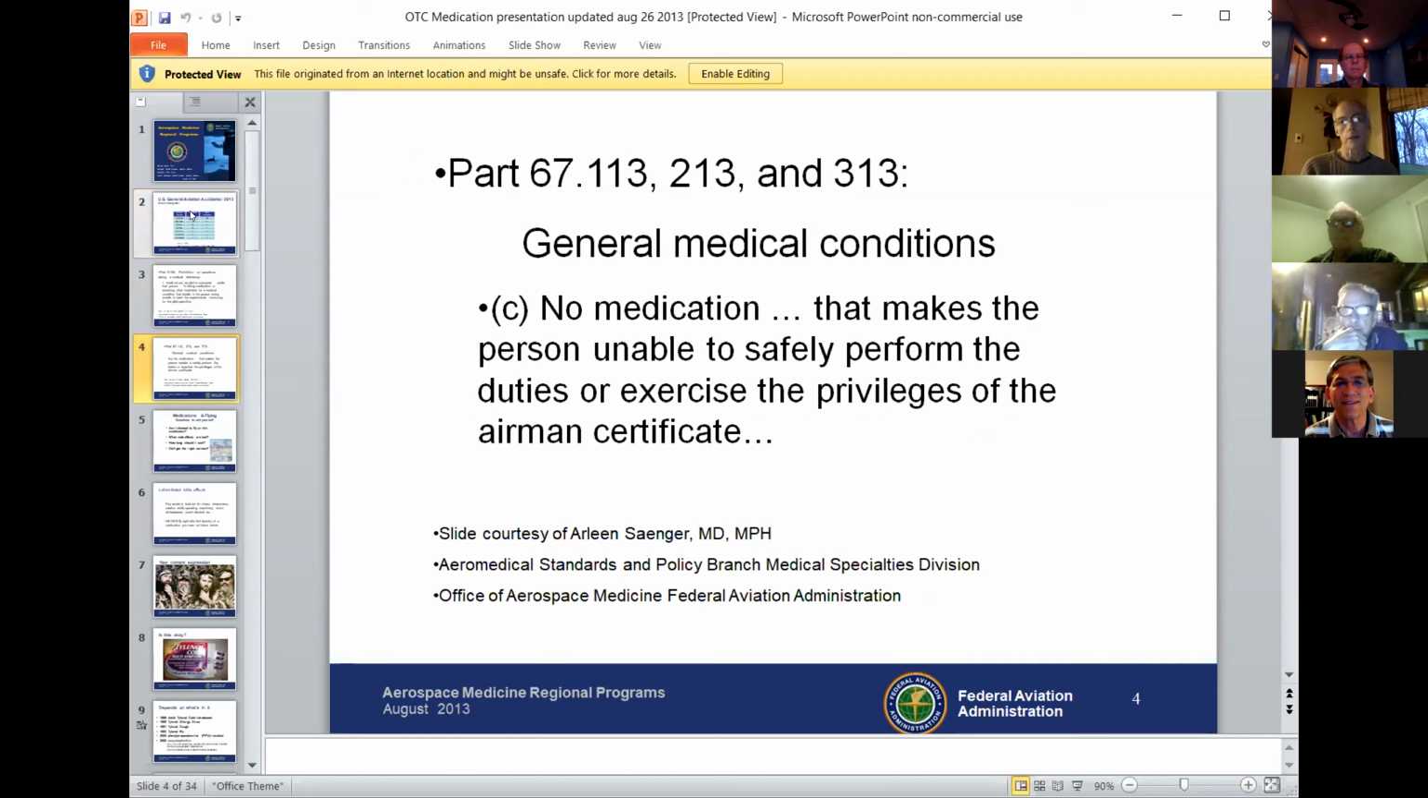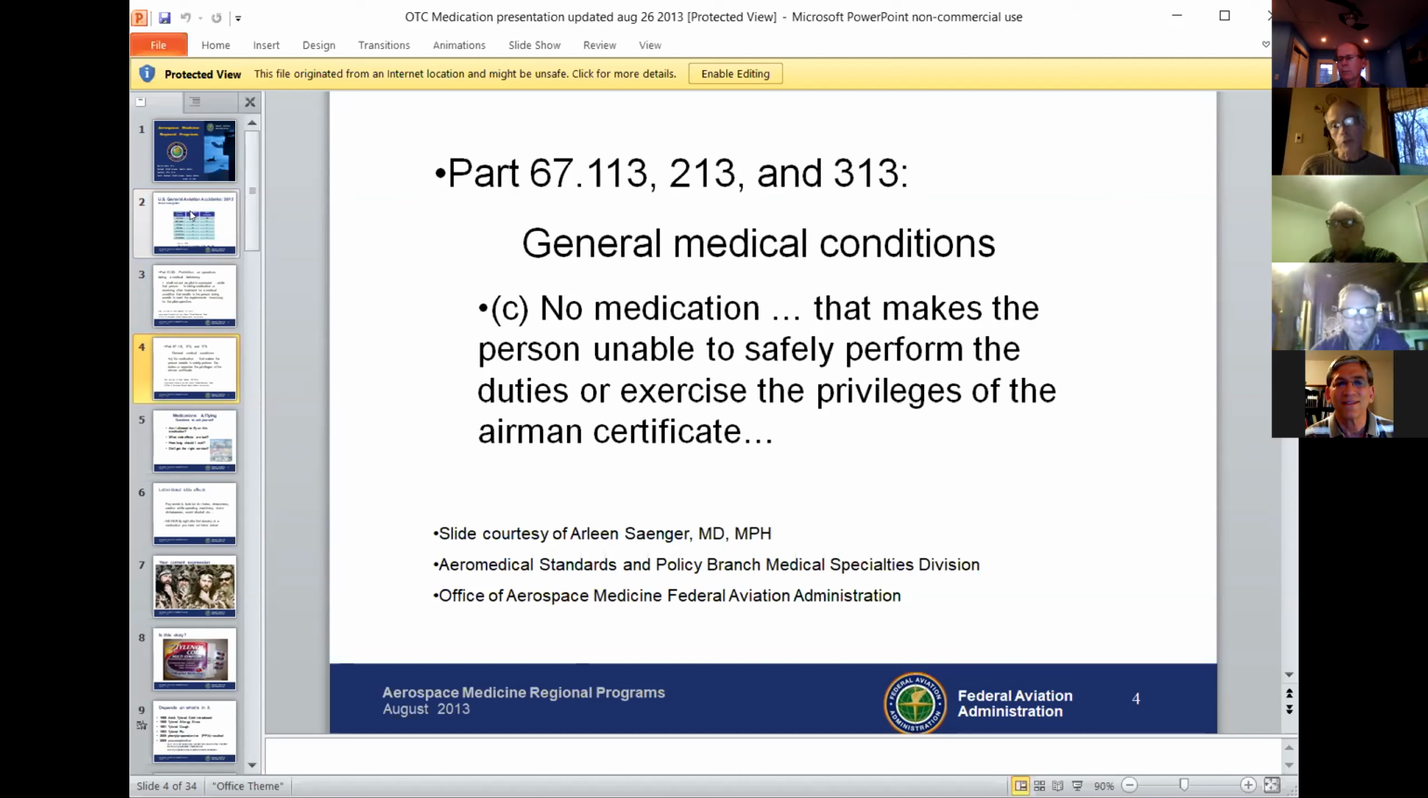Okay, no medication that makes a person unable to safely perform the duties or exercise the privileges of airman certificate. Well, we know that. Now, I'll expand on that. Generally, when you take any medication, if it's the first time, you've got to not fly for a period of time. What is that period of time?